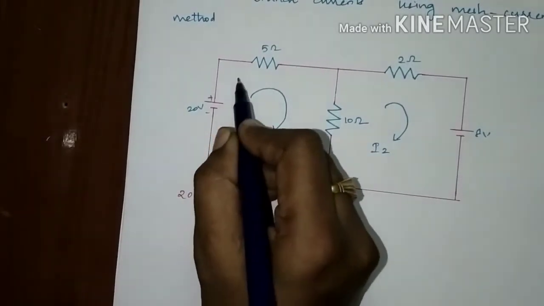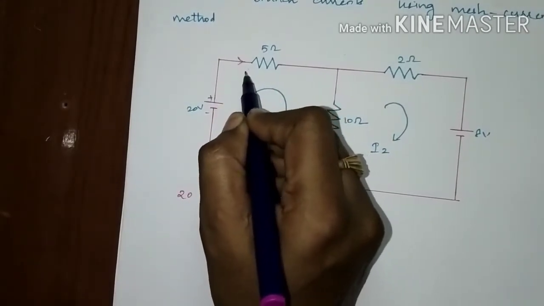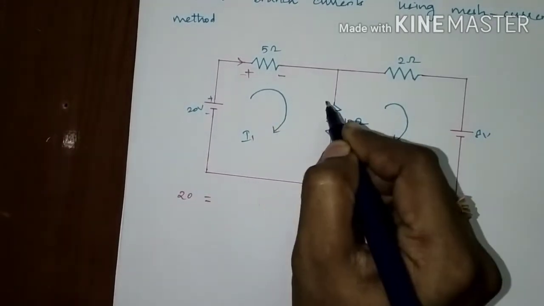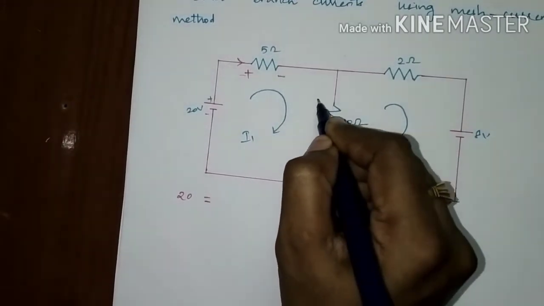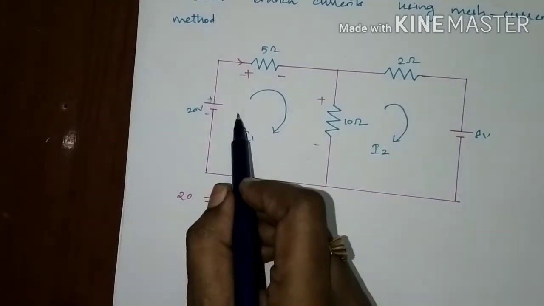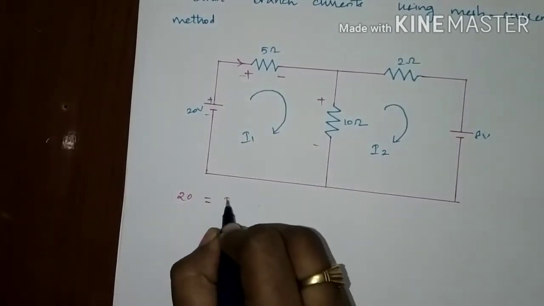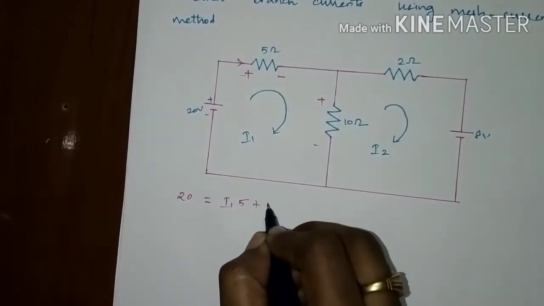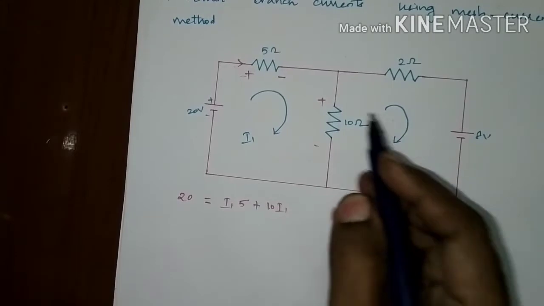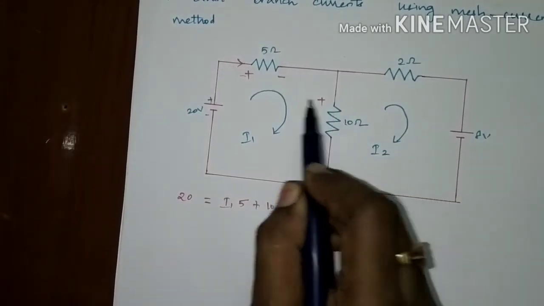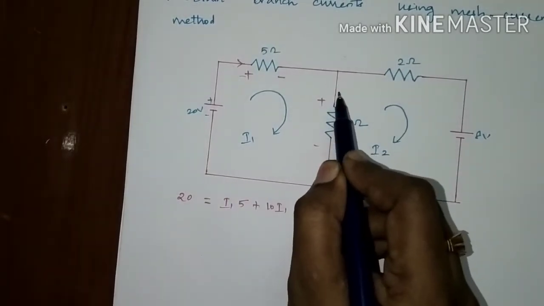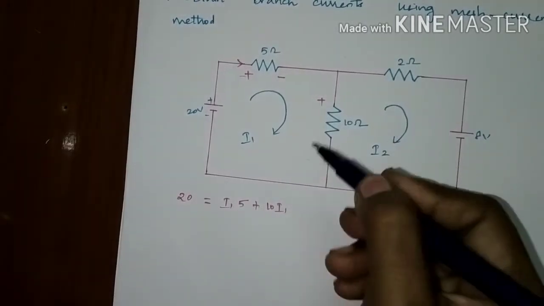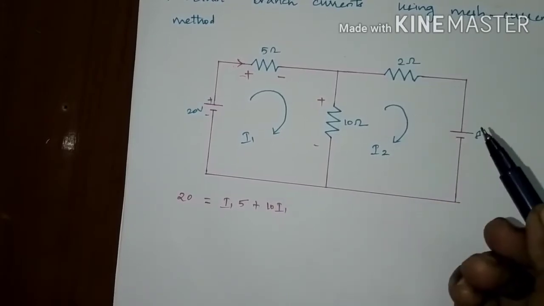For the voltage drop, the current enters the resistance, and all passive elements produce a potential fall, positive and negative. This I1 current will produce a potential fall across 10 ohms as positive and negative. So, if I1 current flows through 5 ohms, I1 into 5 according to Ohm's law, plus 10 into I1. And this 10 ohms is common to both the meshes. So, the current flowing through 10 ohms can be the addition of both currents or the subtraction of both currents, depending on whether polarities are same or opposite.